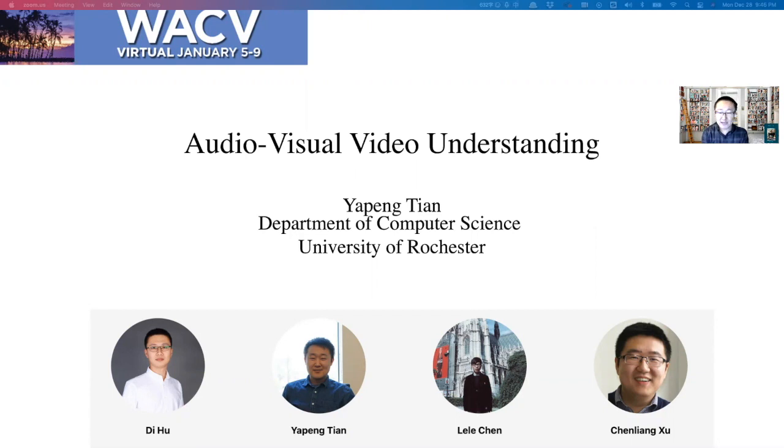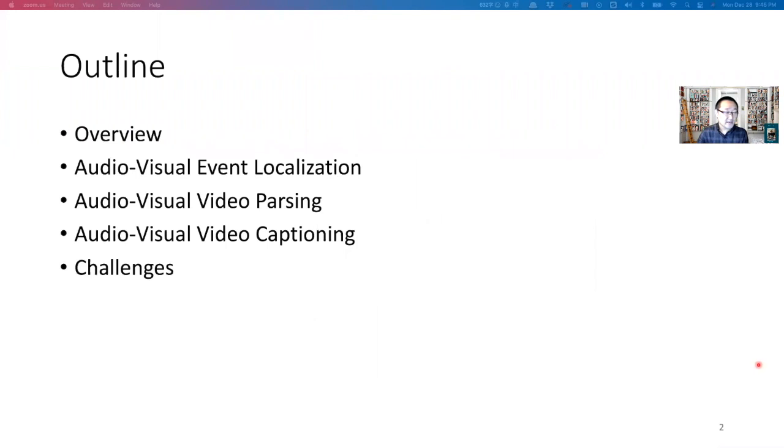Today in this session, I will talk about audiovisual video understanding. This is the outline of the talk. First, I will give an overview, then I will cover three different tasks: audiovisual event localization, audiovisual video parsing, and audiovisual video captioning. I will end the talk with posing some challenges in the field.